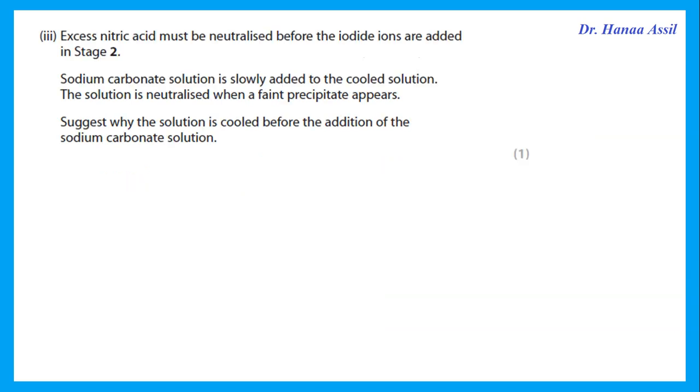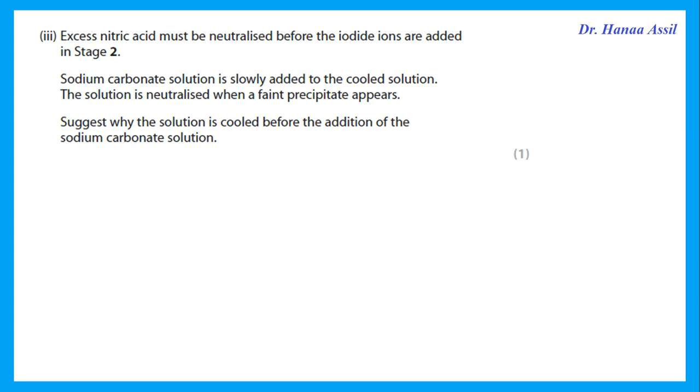Excess nitric acid must be neutralized before the iodide ions are added. So when we have excess acid, we need to neutralize it before going on to the next part. Sodium carbonate solution is slowly added to the cooled solution. The solution is neutralized when a faint precipitate appears.